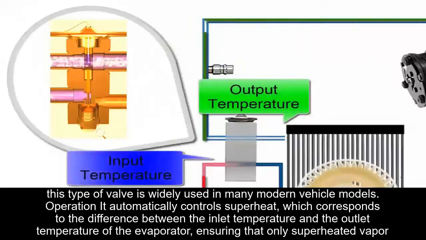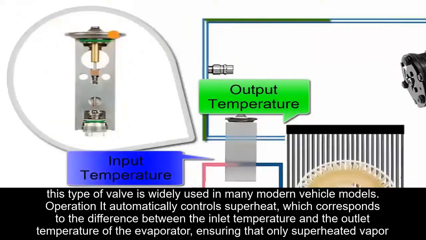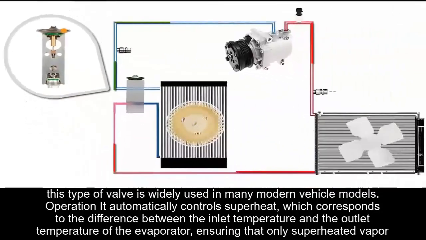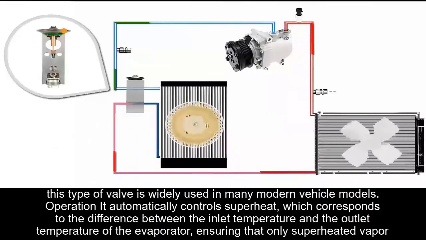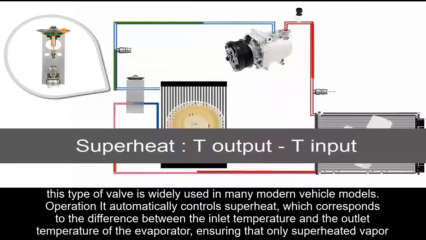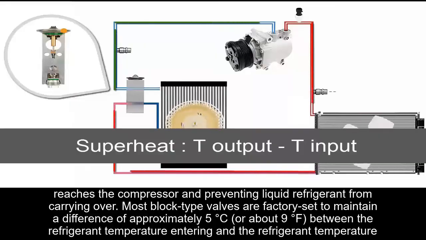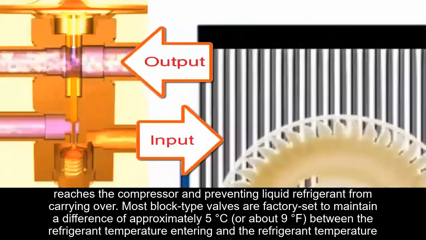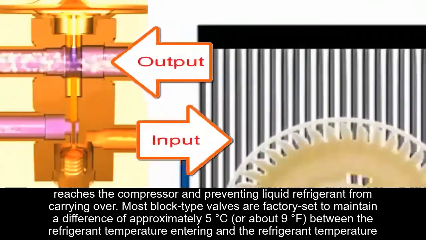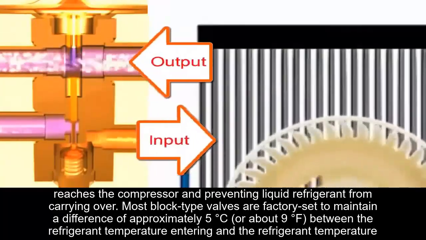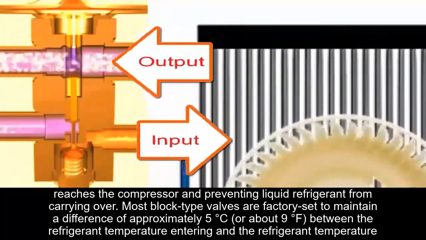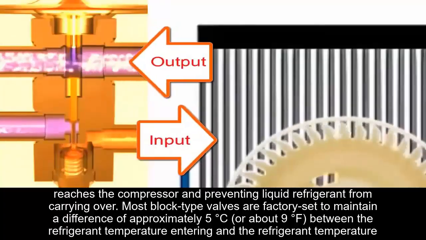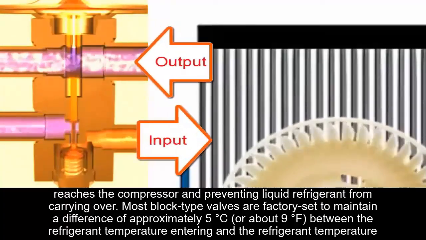Operation. It automatically controls superheat, which corresponds to the difference between the inlet temperature and the outlet temperature of the evaporator, ensuring that only superheated vapor reaches the compressor and preventing liquid refrigerant from carrying over. Most block-type valves are factory set to maintain a difference of approximately 5 degrees Celsius, or about 9 degrees Fahrenheit, between the refrigerant entering and the refrigerant leaving the evaporator, an optimal value for compressor protection and system energy efficiency.